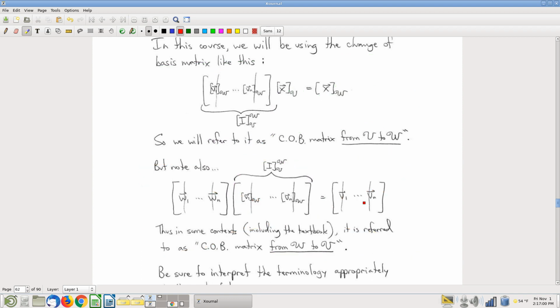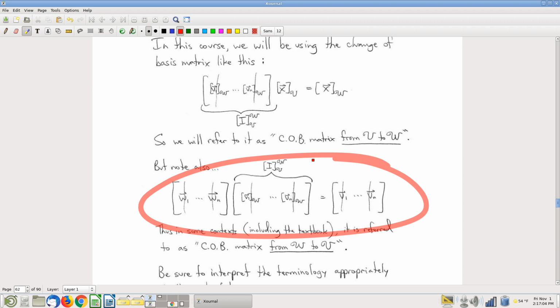Alrighty. And by the way, just for your information, this is something that comes up in other contexts in math. It's just not something we're going to do anything with in this course.